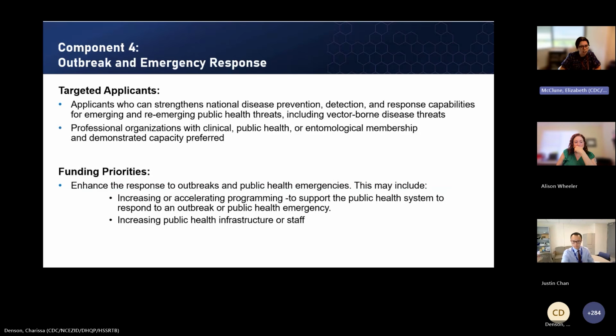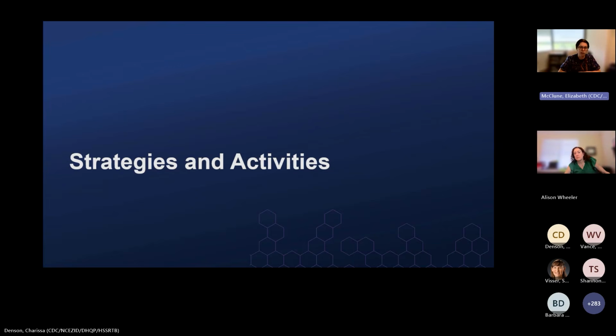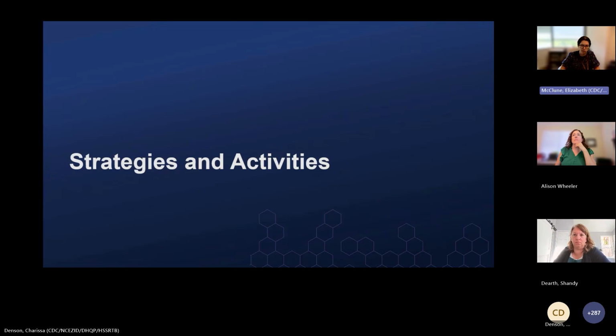As far as the targeted applicants, you'll see that they map very clearly to what you saw in the broader portfolio of component 2, which is infectious disease. The focus is the ability to enhance outbreaks and public health emergencies, so the ability to increase or accelerate programming quickly is really important here. On the next slide, we'll take a closer look at how the program strategies align with the components we've discussed and the activities that applicants may propose under each area. Again, they're meant to be very broad. We want to get a broad swath of applications and your ideas as well. So next slide, please.